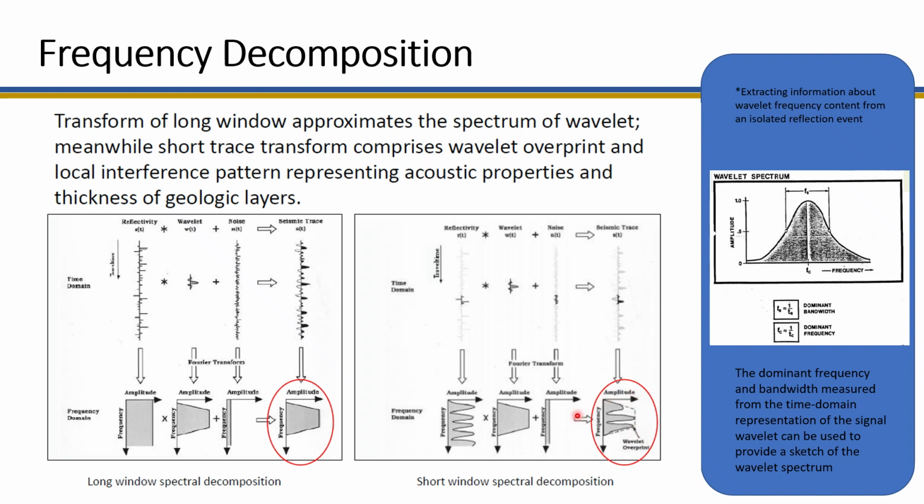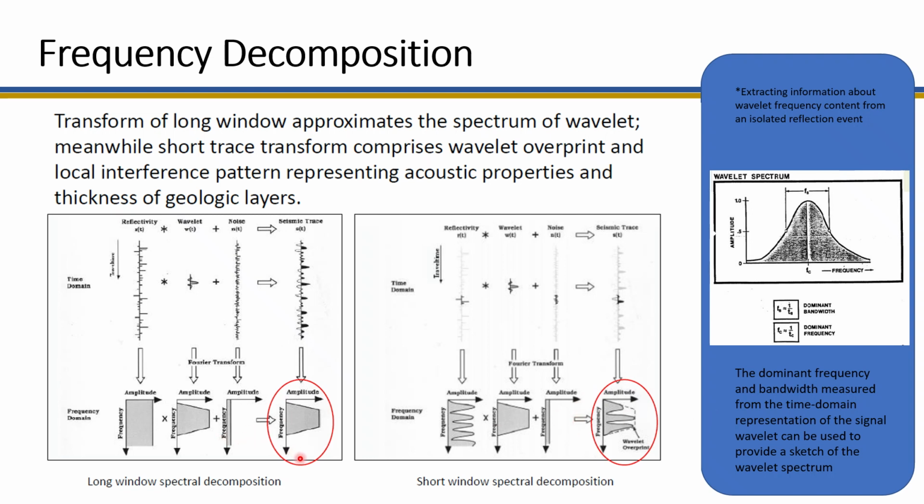So the difference between long window and short window spectral decomposition is the length of the window, as the long window captures the entire wavelet while the short window only captures a portion of the wavelet. This difference in window length leads to different types of spectra. The spectrum of long window spectral decomposition will show the spectrum of the wavelet as well as any local interference pattern caused by the acoustic properties and thickness of the geological layers. The spectrum of short window spectral decomposition will only show the local interference pattern, as the wavelet will be distorted at a particular short window.